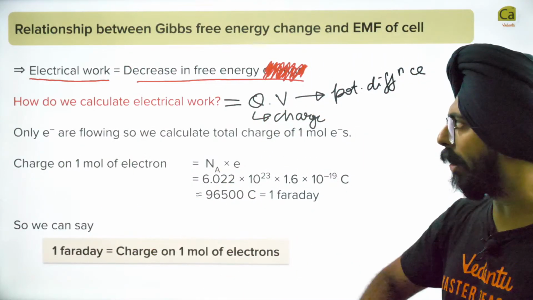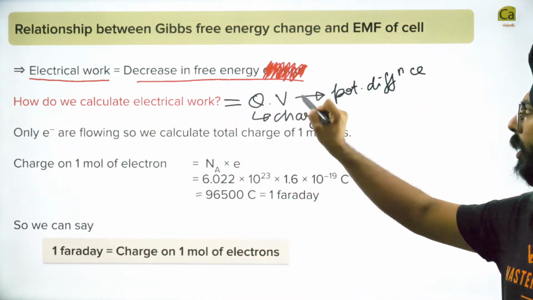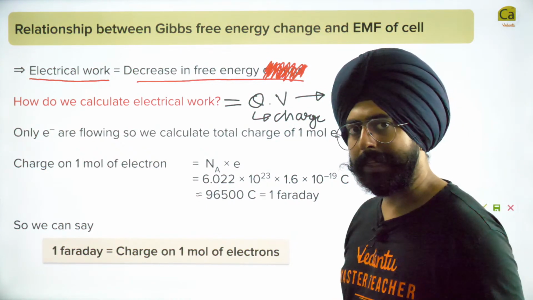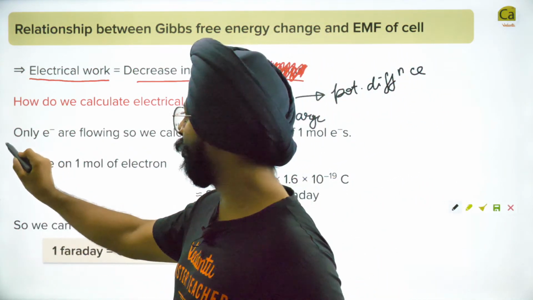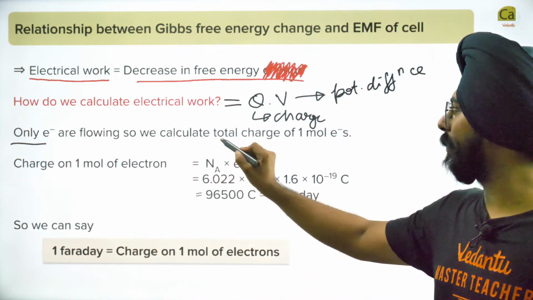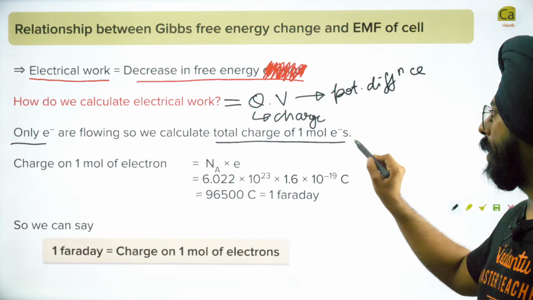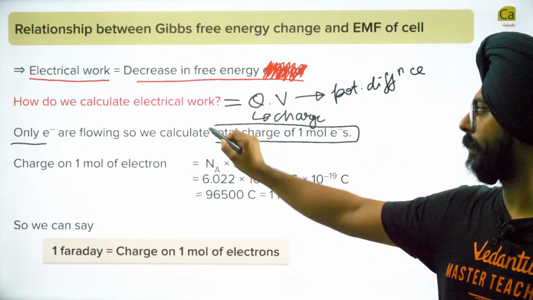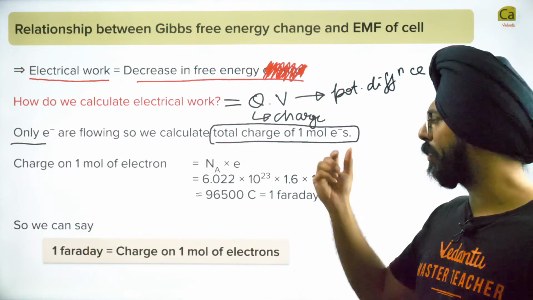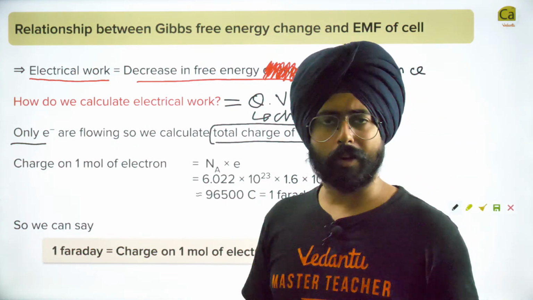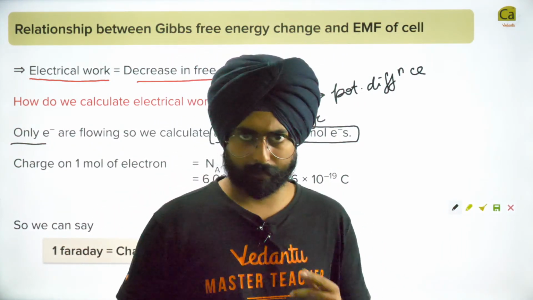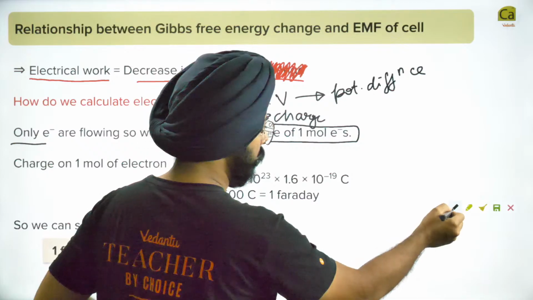So how are we calculating electrical work done? Charge into potential difference. Now, in our redox reactions, only electrons are flowing. And since only electrons are flowing, we calculate the total charge of 1 mole of electrons. Why are we trying to calculate the charge of 1 mole of electrons? Because in chemistry, we deal with moles. I'll try to tell you why.